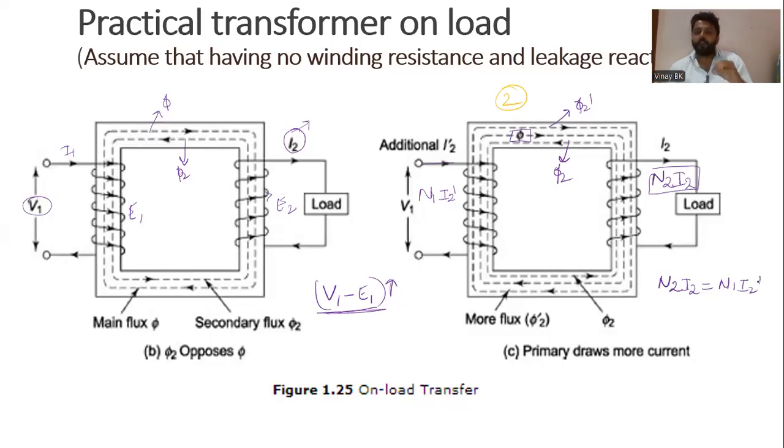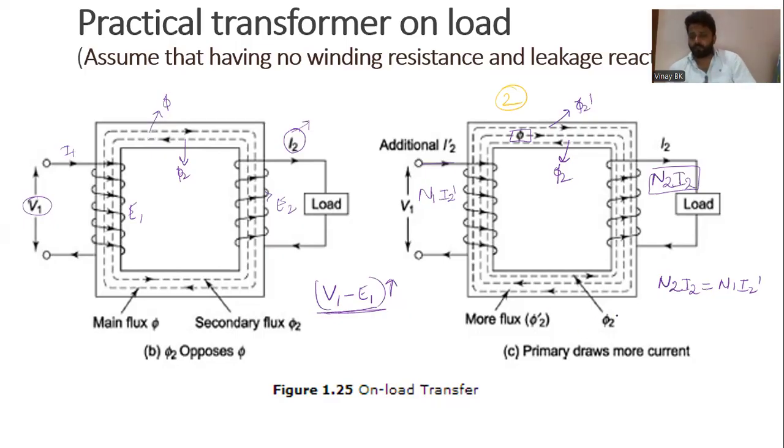I2 dash is the additional primary current that will be produced through the transformer to neutralize the main flux, by avoiding the additional flux that is produced due to the secondary winding. Meaning that it is reducing the phi 2.